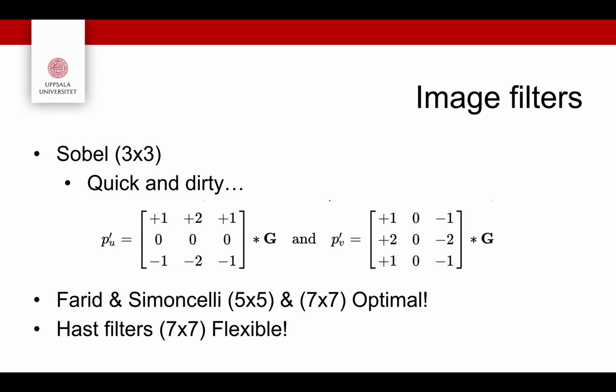So what would you do? You would probably use the Sobel filter, which is quick and it's dirty. It does its job, but not in a very good way. Why not use the Farid-Simoncelli filters instead, which are kind of optimal, or the Hast filters, which I designed, which are more flexible. The cost is not much more, but the result is much better.